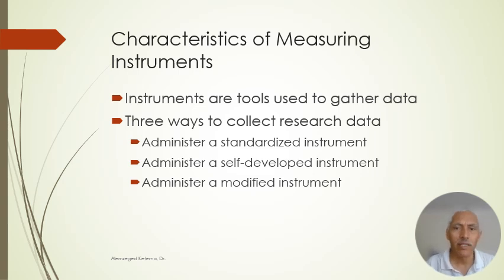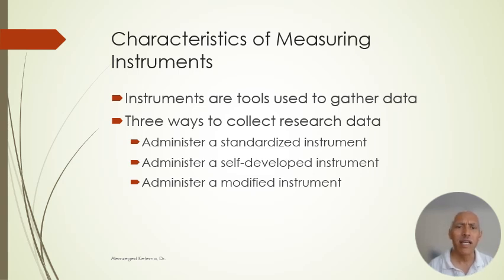So, three ways to collect research data, specifically with the quantitative ones. There are standardized instruments. These are instruments for which validity and reliability have been tested. Somebody has developed it. It has been tested. It is reliable. It is standardized, and you can just take it out and use it. However, when you use standardized instruments, because somebody else has already produced it, it's important that you gain permission to be able to use it.